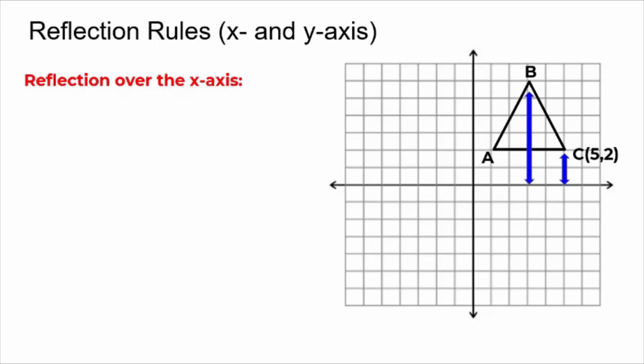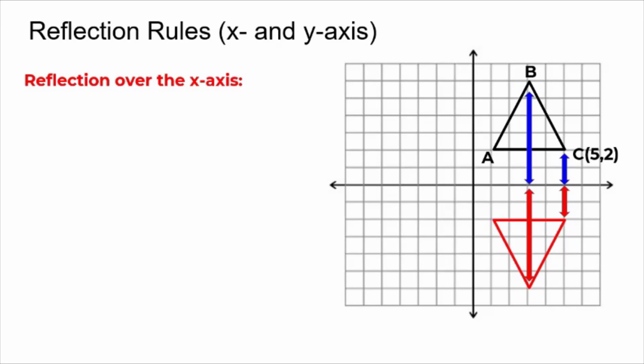So notice that C is 2 units above the line, so is A. B is 5 units above the line. So when we reflect these, then those distances have to stay the same, just on the other side of the line. Now they're going to be the same distance away. So C will be 2 units below the line, and our new B prime image will be 5 units below the line. A will also be 2 units below the line. So there it is. There's our reflection over the x-axis.